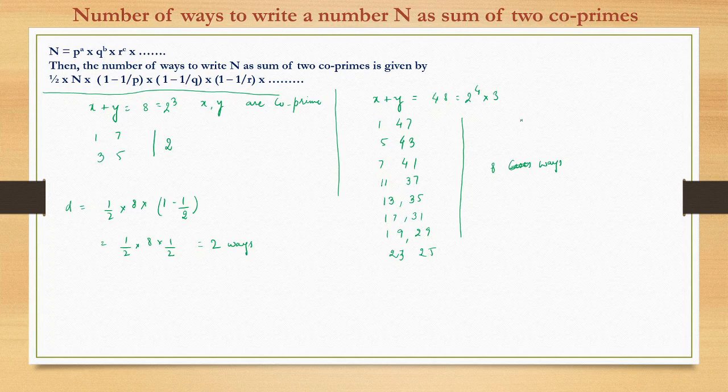Similarly for this, if we check, so d will be nothing but the number itself, 48 by 2, into 1 minus 1 upon the first prime factor, which is 2, then into 1 minus 1 upon the second prime factor, which is 3. So this way we can write 48 by 2 into 1 by 2 into 2 by 3. So 2 fours are 8, 12. So here also we are getting 8 ways, same as what we got here.